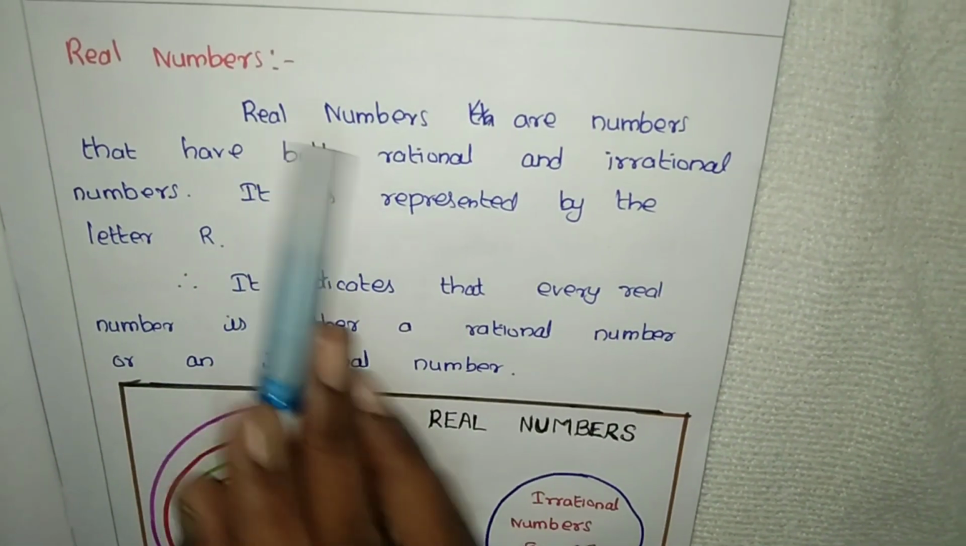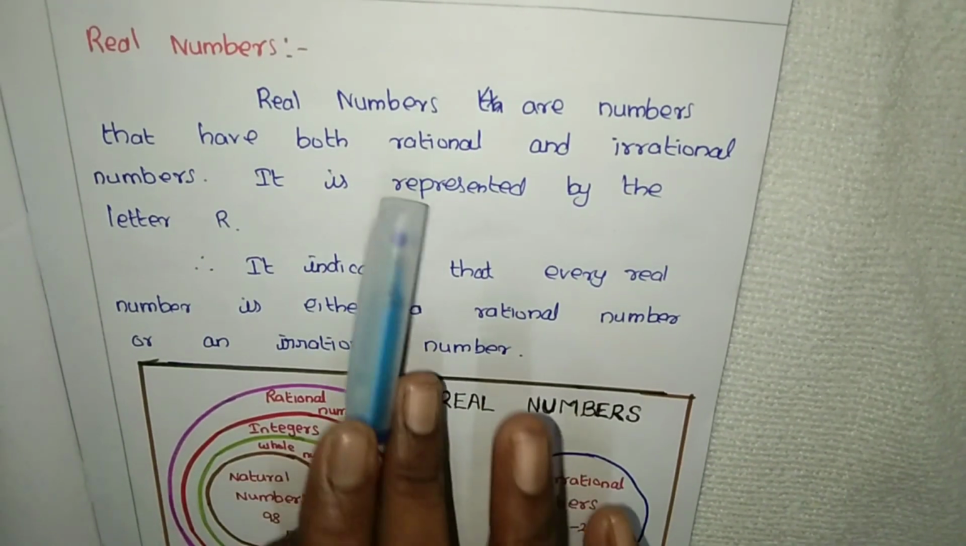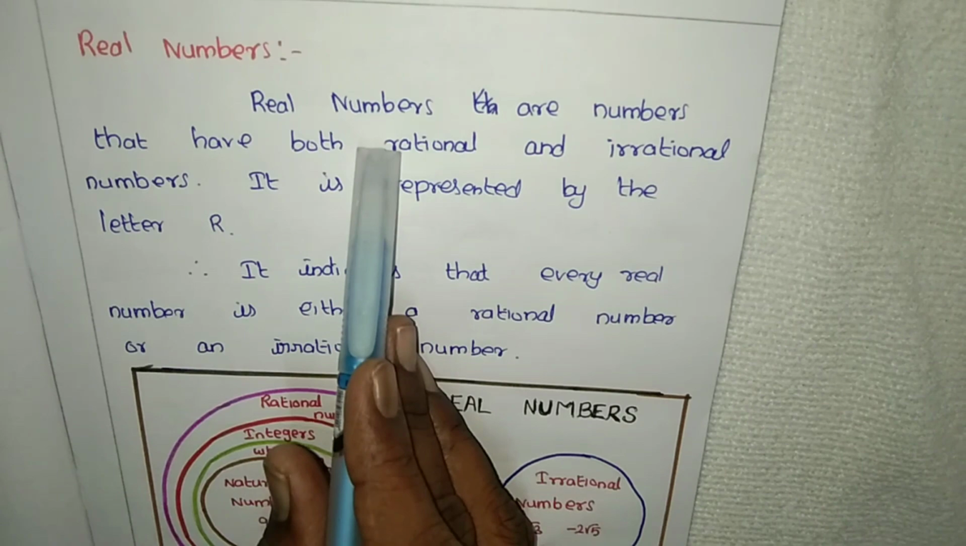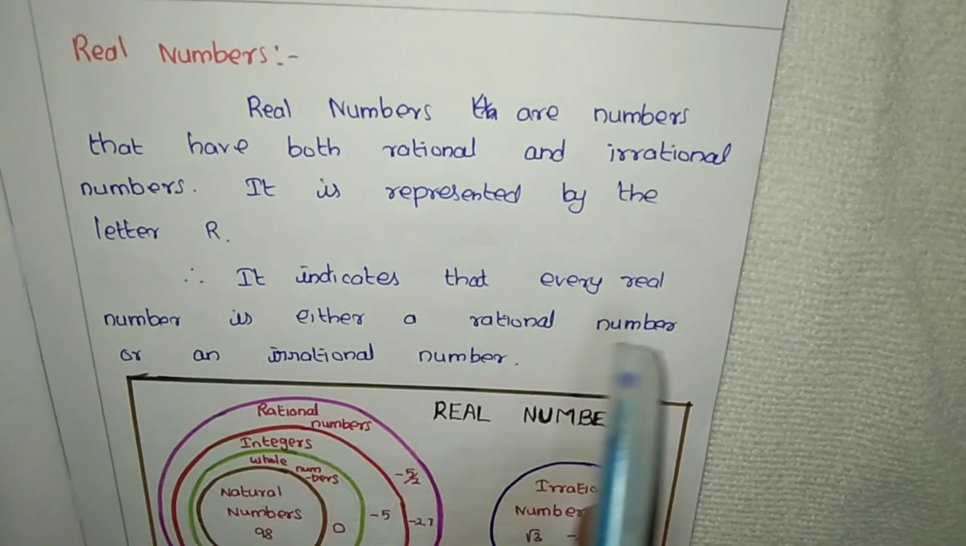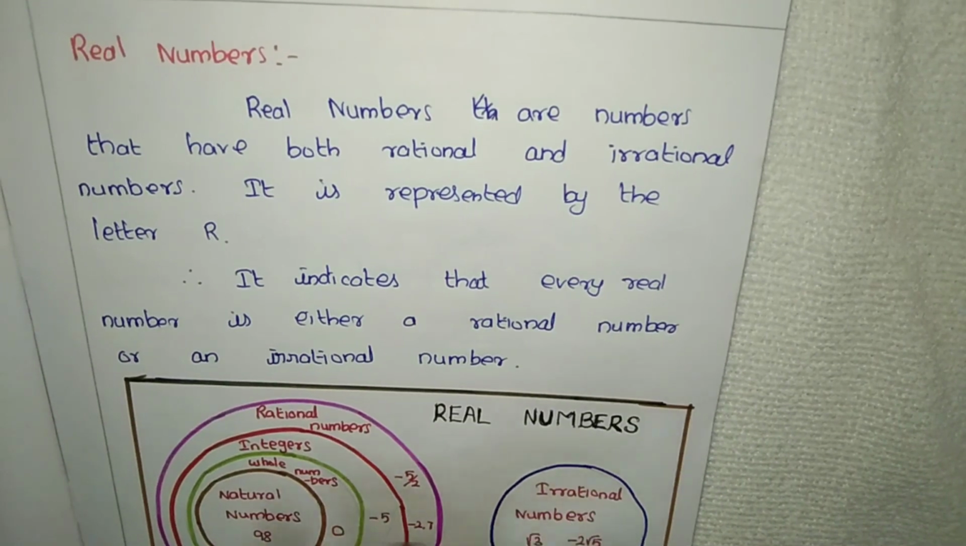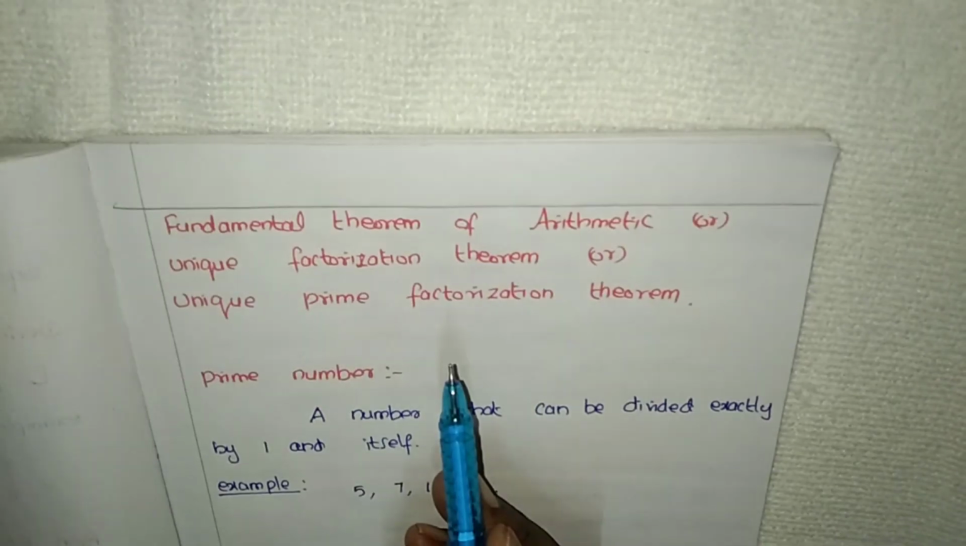So real numbers are numbers that include both rational and irrational numbers. It is represented by the letter R. It indicates that every real number is either a rational number or an irrational number.